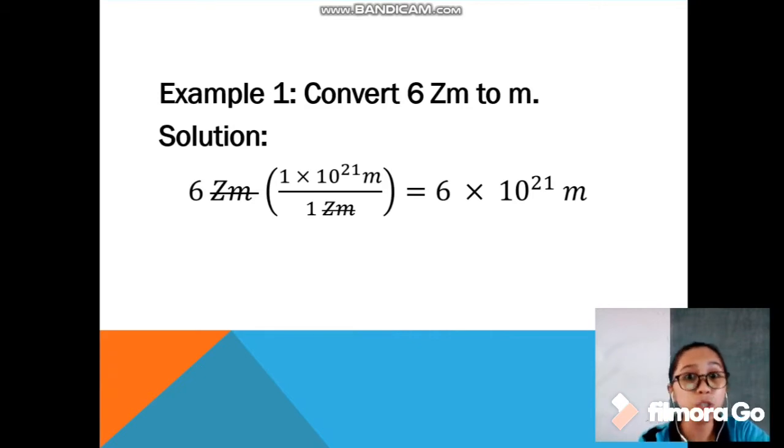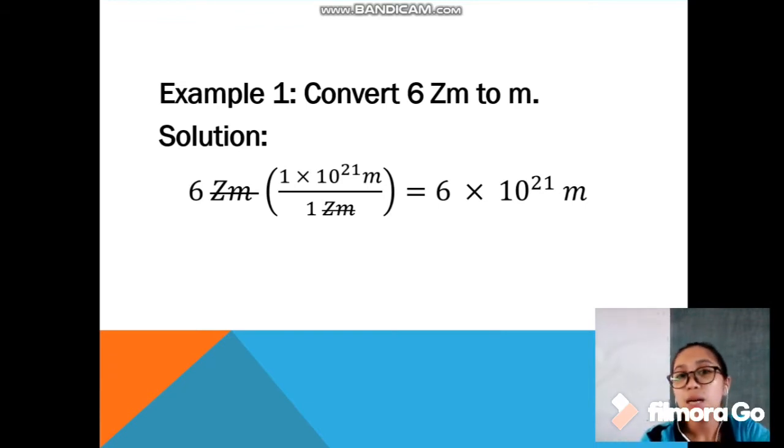So we have here a conversion factor of 1 times 10 raised to 21 meters over 1 zetta meter. And take note that this conversion factor can be reversible. It could be 1 zetta meter over 1 times 10 raised to 21 meters. Since the given unit is in zetta meter, the conversion factor must contain the same unit in its denominator, so that it can be cancelled out. So that what remains in the numerator is only the target unit.